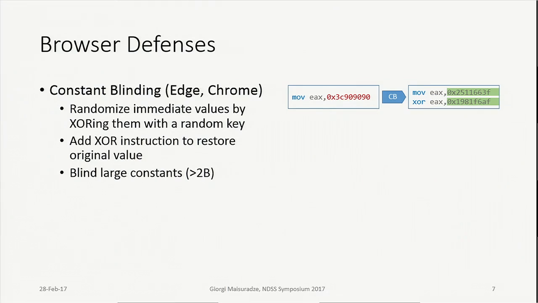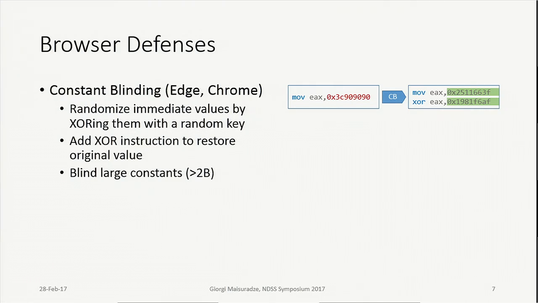However, all these techniques are already known to browsers, and they also try to defend against them. One of the defense techniques that exists in Internet Explorer, Edge, and Chrome is constant blinding, in which instead of using a single instruction to move an embedded value into a register, it is split in half. In the first instruction, the original value XORed with a random key is moved into a register, and then another XOR instruction is used to restore the original content of the constant in the register. Now, although we have two embedded values emitted, none of them are under the control of the attacker, and both are random and cannot be predicted or calculated.